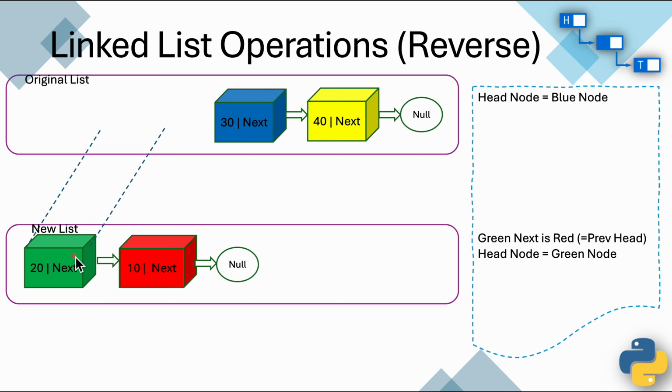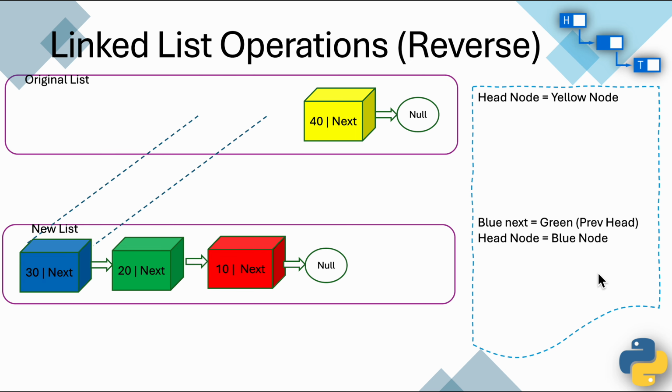and the green next is red. In the new list the green next is red, the previous head. So the head node is the green node, and next we have to pull the blue node from the original list and put it in the new list. And now the head node is the yellow node. In the original list the head node is the yellow node, and in the new list the head node is the blue node. Blue next is green. Blue next is updated to the green node, the previous head.